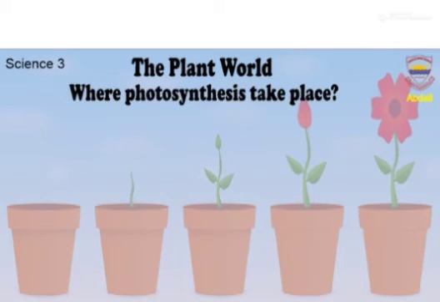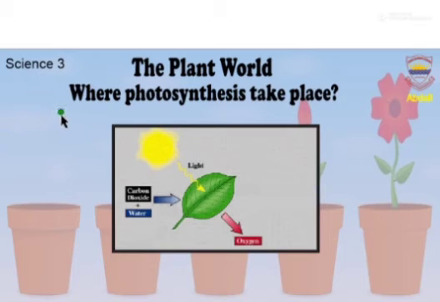Students, as we have discussed where photosynthesis takes place, let's discuss it again. Photosynthesis takes place in the leaves. What is photosynthesis? Photosynthesis is a process in which plants make their food. And where does photosynthesis take place? As you can see in this slide, photosynthesis takes place in the leaves.